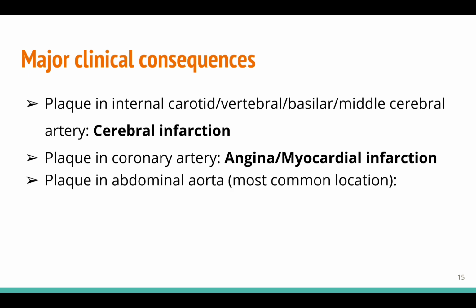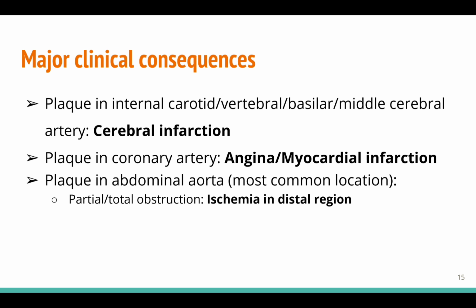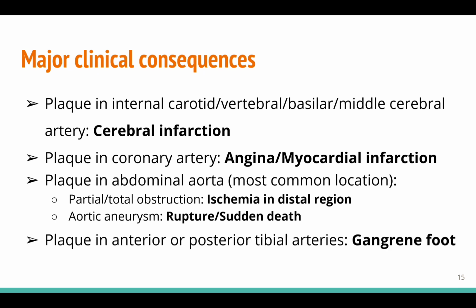If the plaque is present in the abdominal aorta, and by the way, it is the most common location of occurrence of atherosclerosis, if there is partial or total obstruction, then it can result in ischemia of the distal bowel. If there is an aortic aneurysm, then there is rupture of the vessel leading to bleeding and sudden death. If the plaque is present in the anterior or posterior tibial artery, it can result in a gangrenous foot.